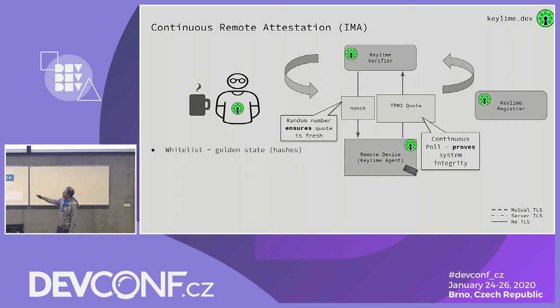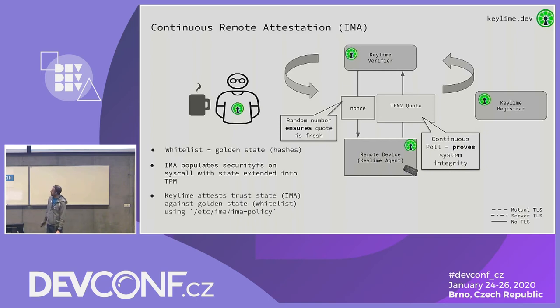So remember earlier we sent our whitelist, our golden state of hashes of what we expect the file system to be. So IMA populates the security FS into the TPM, and then Keylime tests the runtime trust state using IMA. And then somebody compromises the machine. There's an integrity failure. So we'll now look at the next part, which will be the revocation framework. Okay, so the actions that we'll take once a machine fails its trust state.